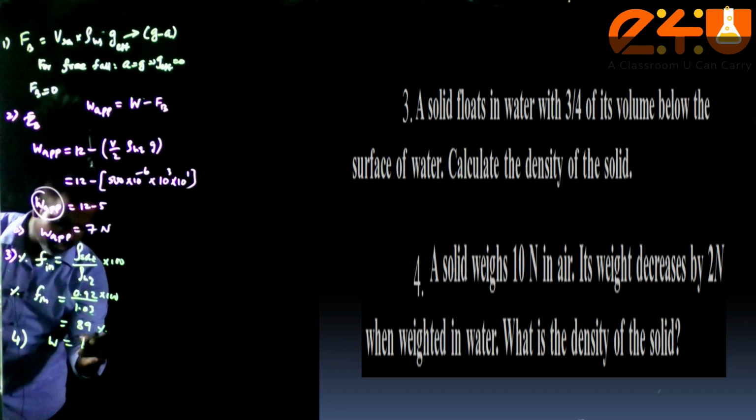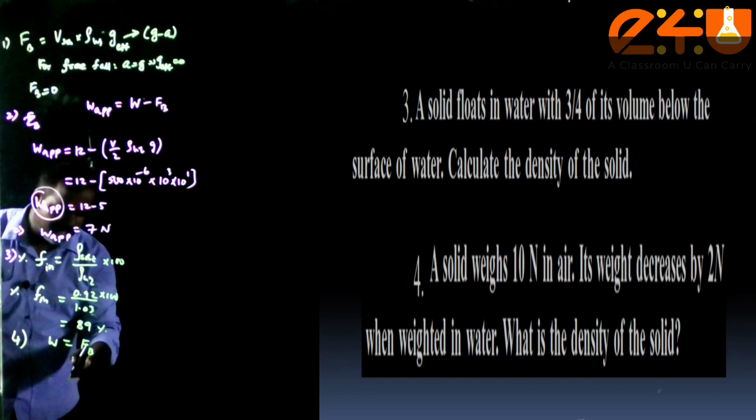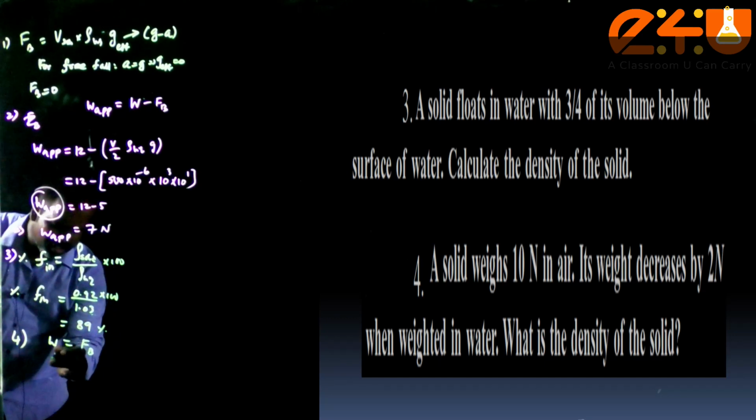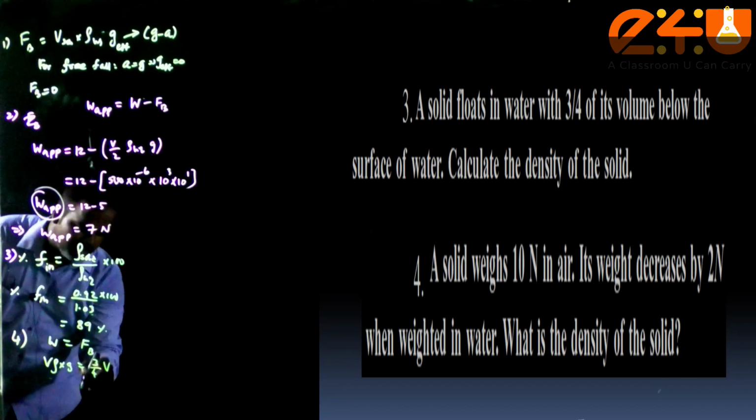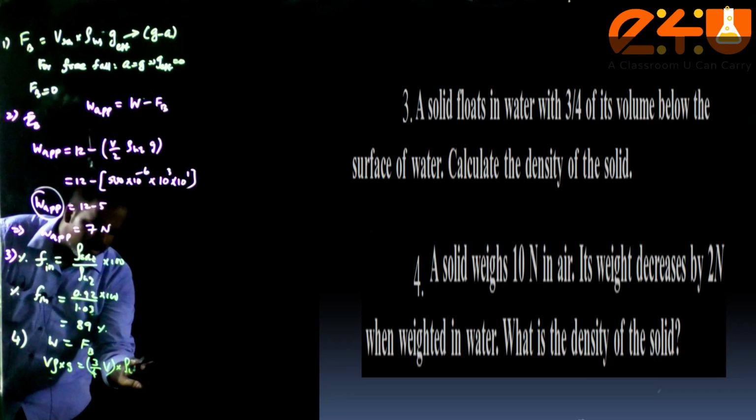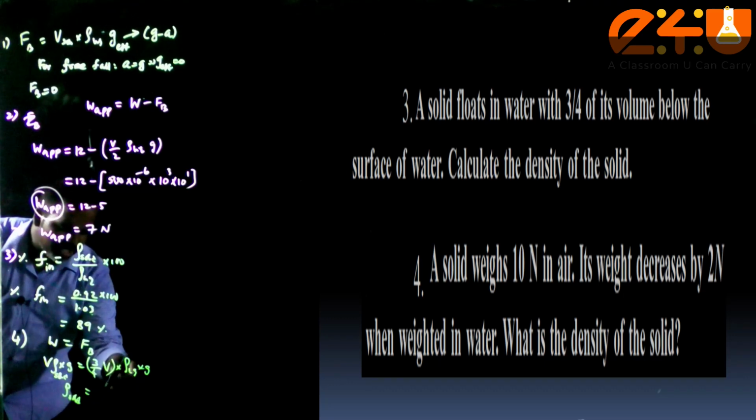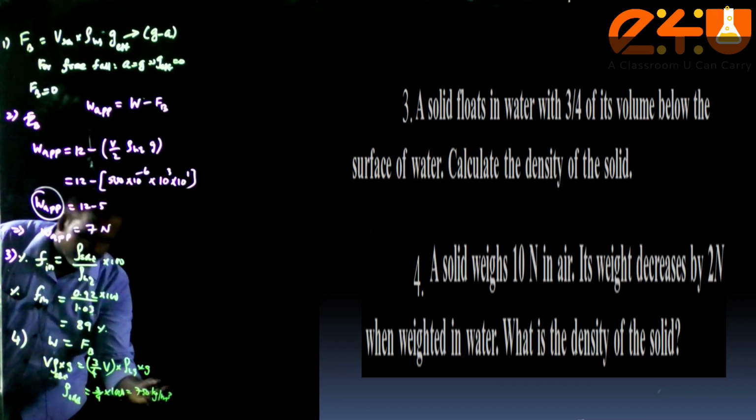Since it is floating, W is equal to FB. W is M into g, and M can be written as V into rho. So V rho solid g is equal to 3/4 of the volume of the solid being inside, into the density of the liquid, rho liquid into g. Now Vg gets cancelled out, so rho solid is equal to 3/4 of the density of the water. The liquid is water, so 1000. Therefore 3/4 of 1000 is 750 kg per meter cube. That is the answer for that question.